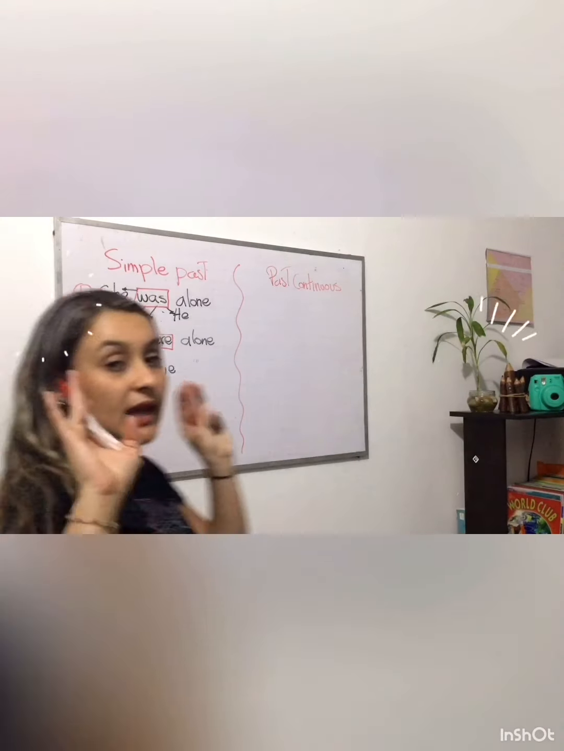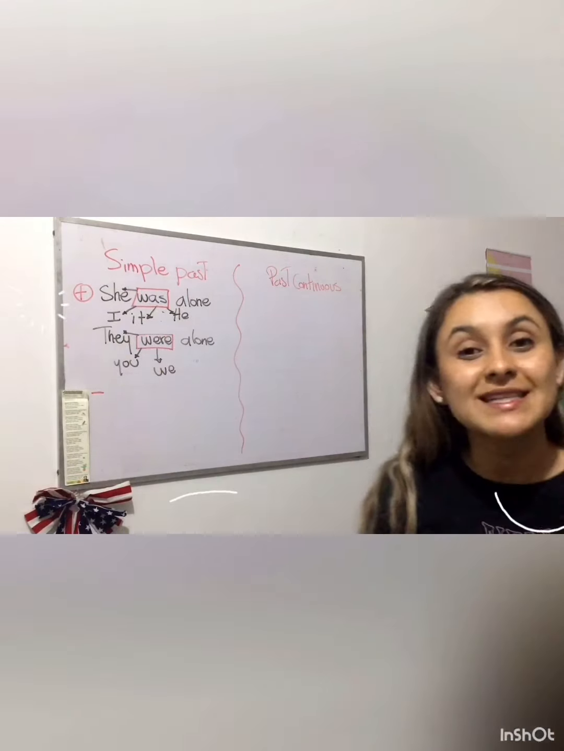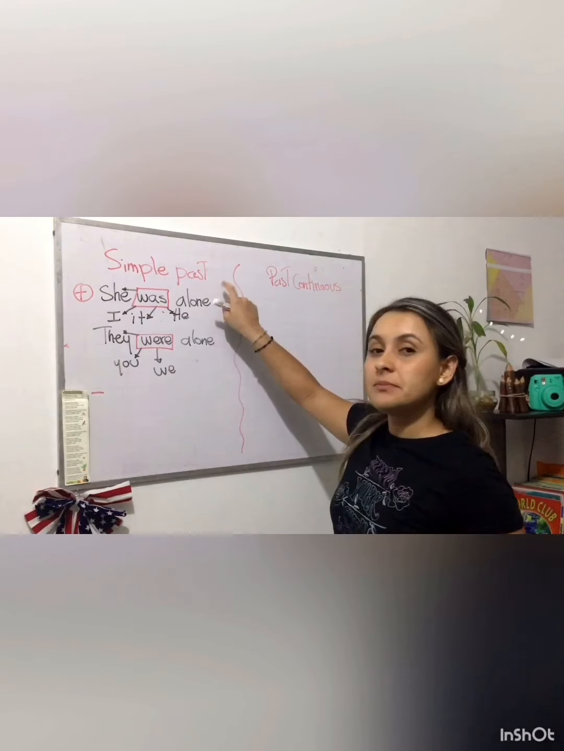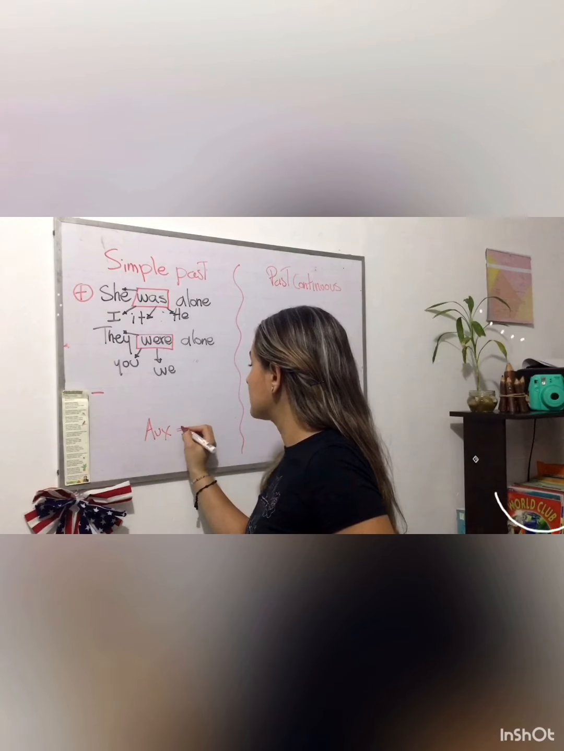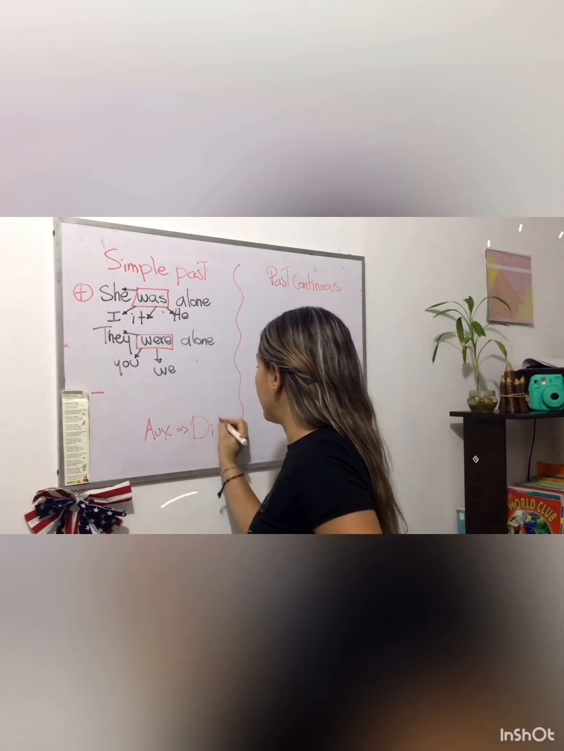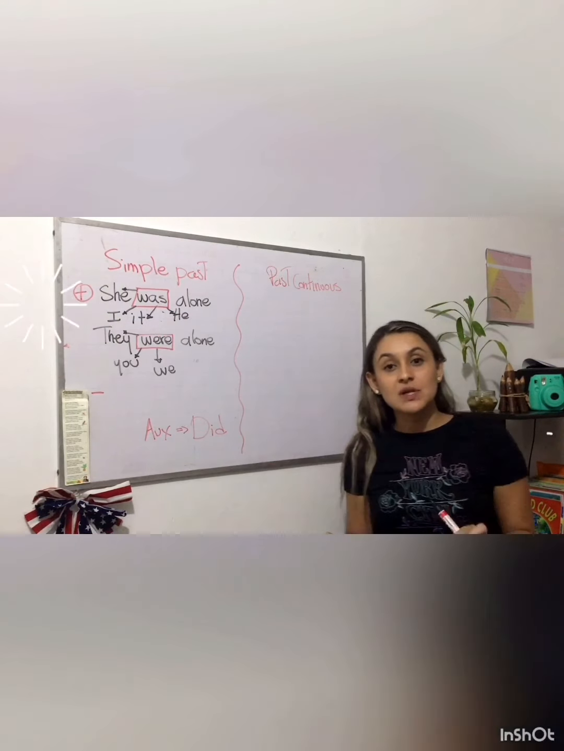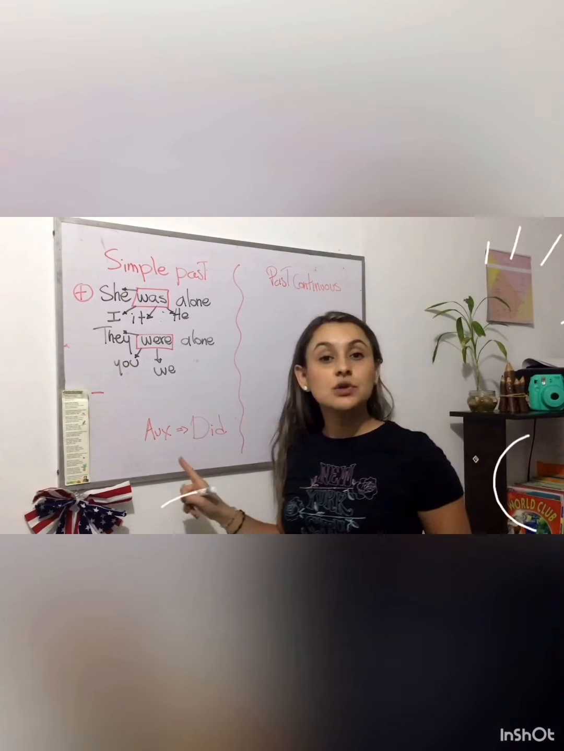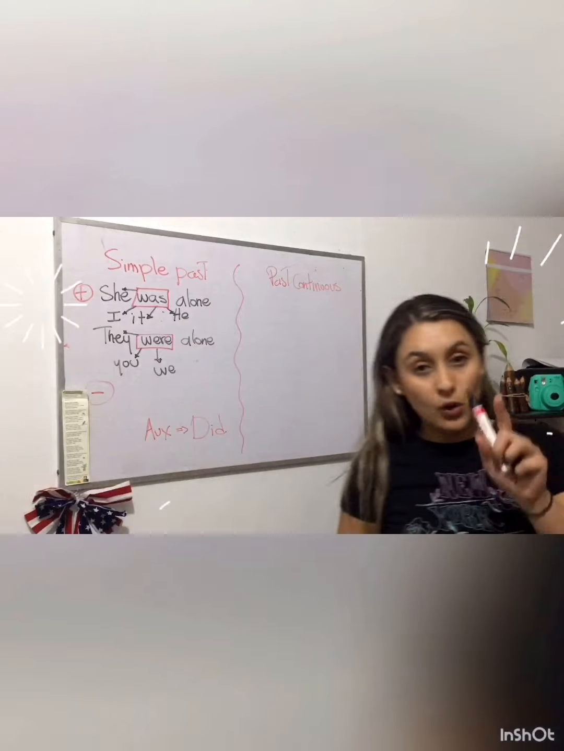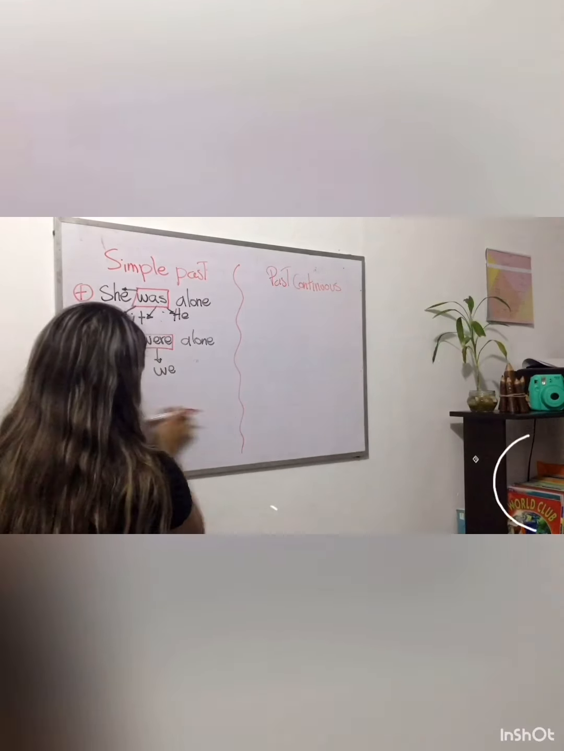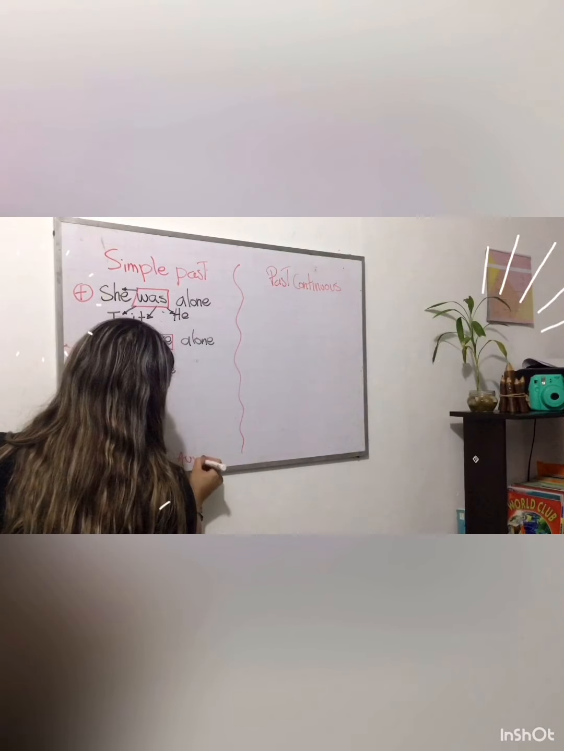Okay. Then we have negative questions. The only thing that I need to have into account is the auxiliary. For simple past, our auxiliary is did. Okay, we just have the auxiliary did. So you're going to use the auxiliary did for negatives and questions. Okay? So let's do it here, right here.